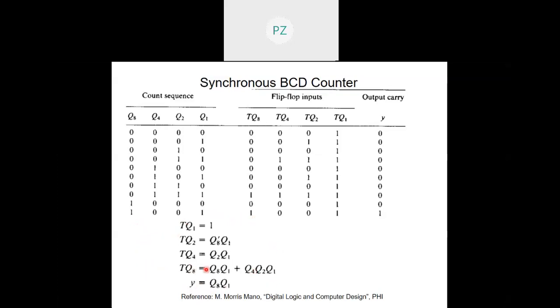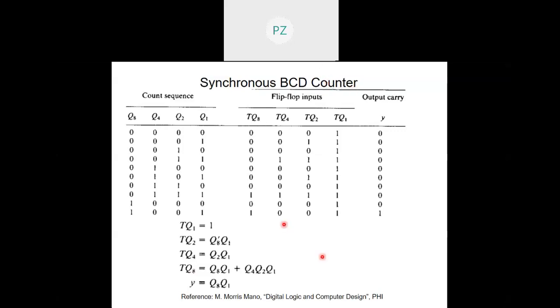And then you also have to realize this in the form of a logical circuit. Draw a logical circuit corresponding to a synchronous BCD counter using these equations. These are your design equations, 4, 5 design equations. So you can realize these design equations with the help of a logic diagram. That is what you can do.